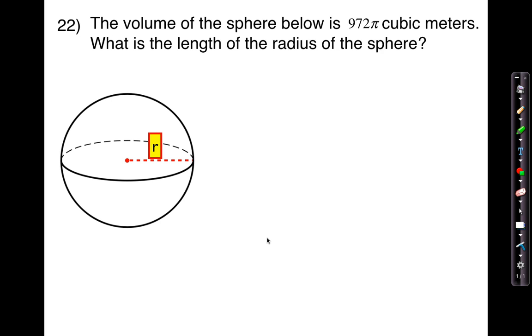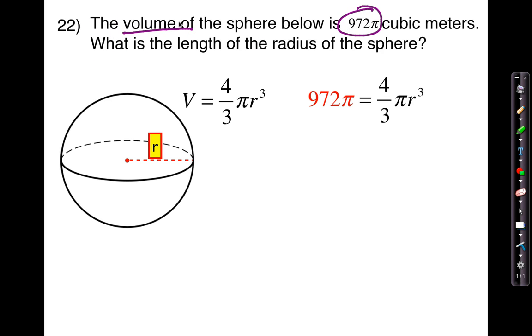Okay, so here, let's first understand the information we're given. We're given a volume, which is 972. For the sphere, the next thing we're going to have to do is write down the formula, which is V equals 4/3 pi r cubed. I'm going to replace the volume with the number that was given to us. So I'm going to put 972 pi equals 4/3 pi r cubed.